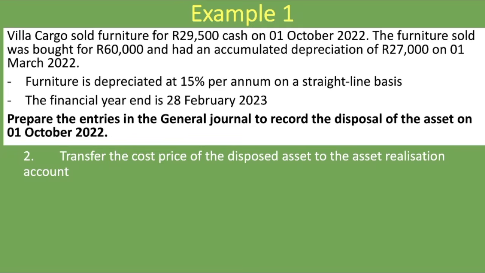Okay, so the second one is quite easy for us to do because we're given the cost price. What is the cost price of the furniture that was sold? Well, it's 60,000 rand. That's quite easy to identify from the information, so you should be able to see it on your own as well.